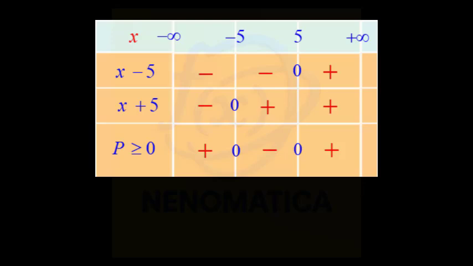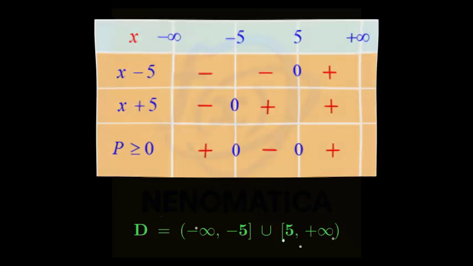Step 4. Determine the solution set in interval notation. We include the roots because we have greater than or equal to. The solution is the union of negative infinity to negative 5 inclusive and 5 to positive infinity inclusive.